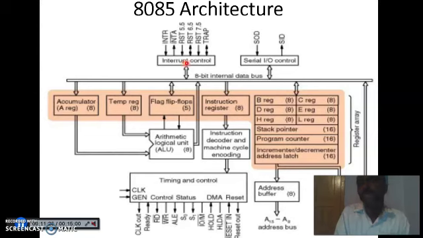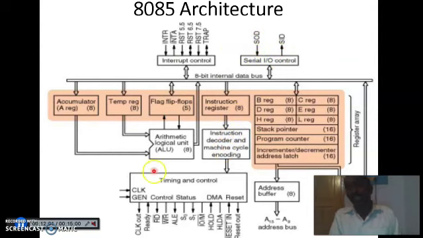Trap is the highest priority interrupt in 8085. Next, RST 5.5 is the lowest priority interrupt in 8085. Next, this section is the serial input and output control. This pin indicates the serial input data. This pin indicates the serial output data.